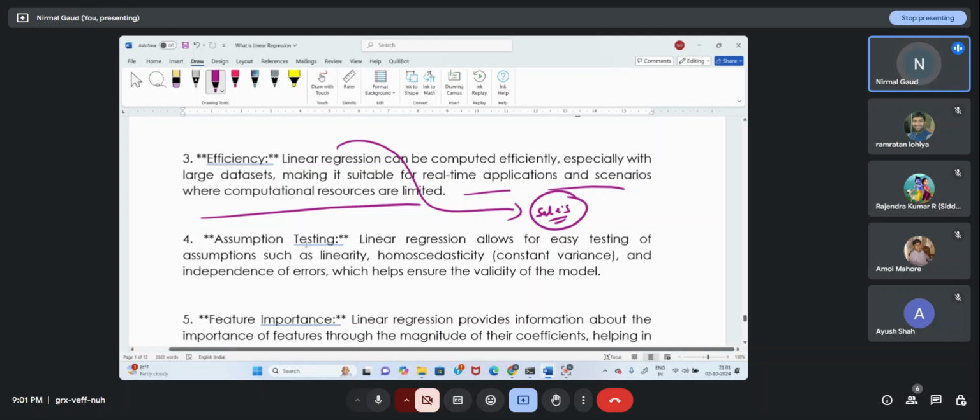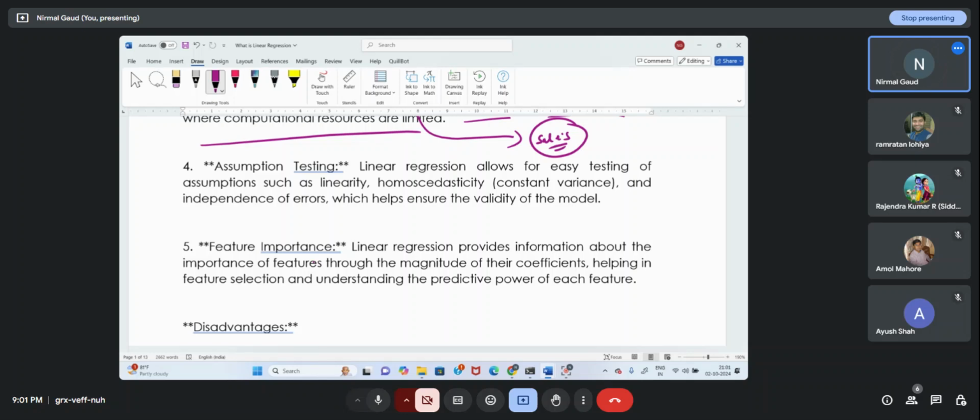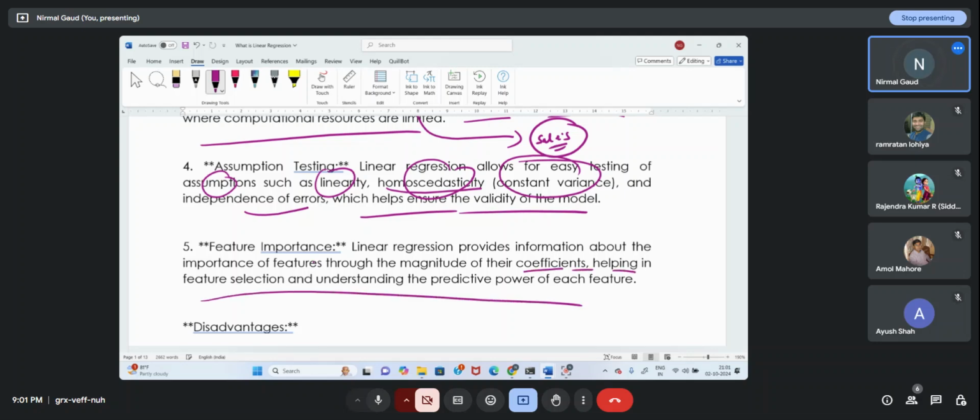Okay, linear regression allows easy testing. The assumptions are pretty much clear: linear relationship, normal distribution, constant variance, that is this term, independence of errors, and all these things you very well know. Linear regression also provides information about the importance of features through the magnitude of the coefficients. We'll talk more about it in the upcoming topics.